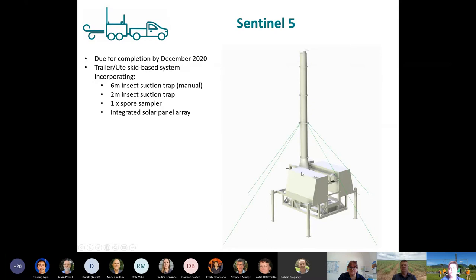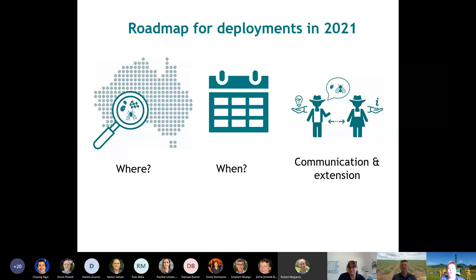So next for us, we are looking at where we want to focus in 2021 on where these sentinels will be rolled out across Australia. We'd like to diversify beyond South Australia. And we are consulting with industry to understand when we can place these units across the country and how best to share the information and encourage adoption of the data and how people are using it.